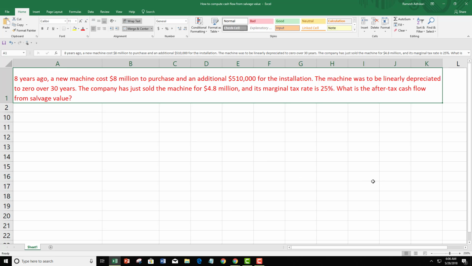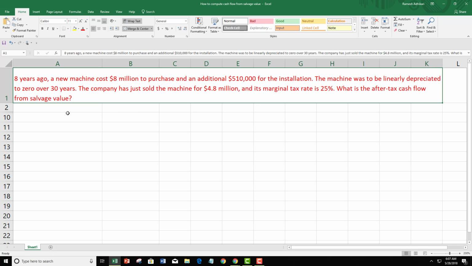Let's see another example. In this example, 8 years ago, a new machine that cost 8 million was purchased and an additional 510,000 was required for installation. The machine was to be linearly depreciated to zero over 30 years. That means the method of depreciation is straight line method, and the company had just sold the machine for 4.8 million and its marginal tax rate is 25%. Given all this information, what is the after-tax cash flow from salvage value?